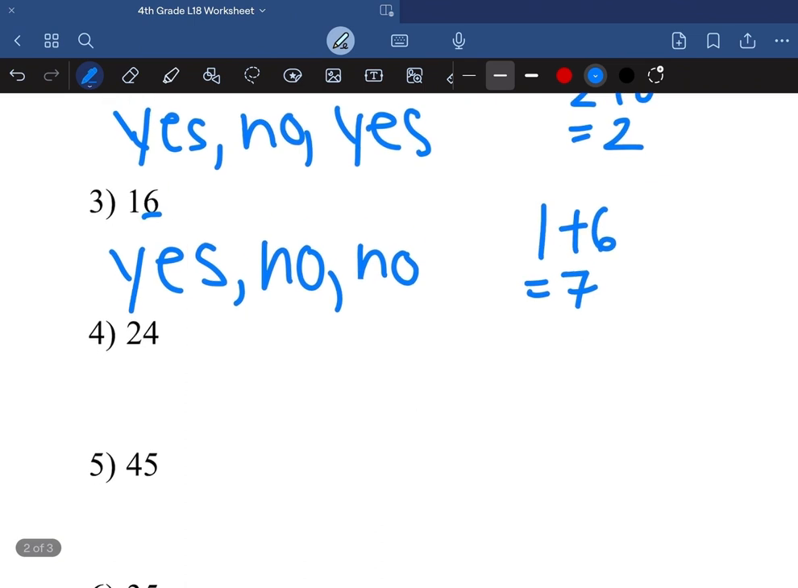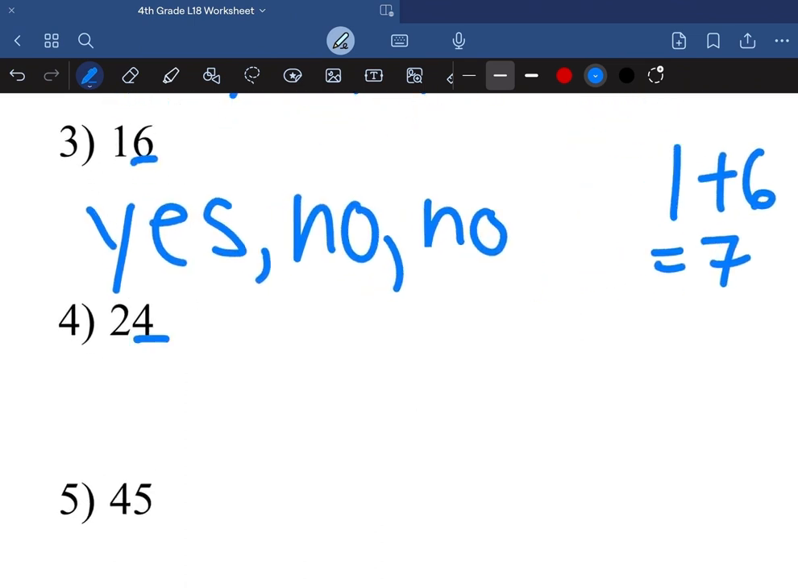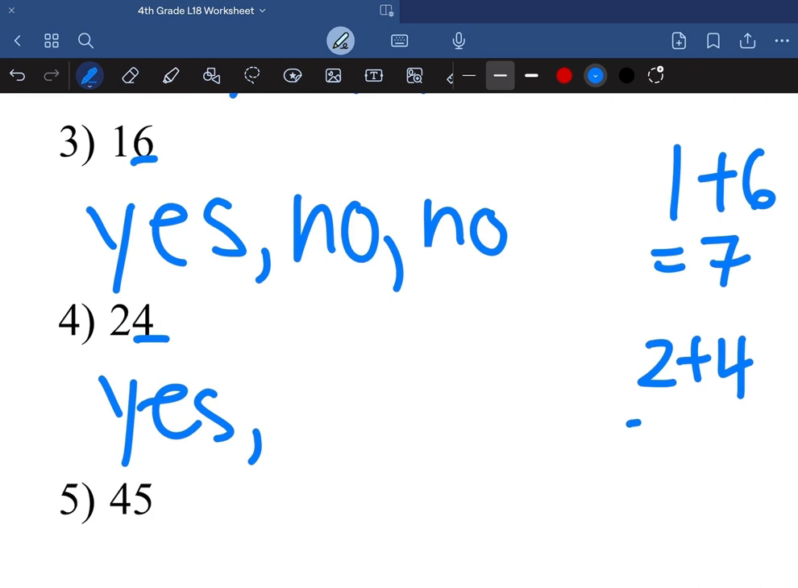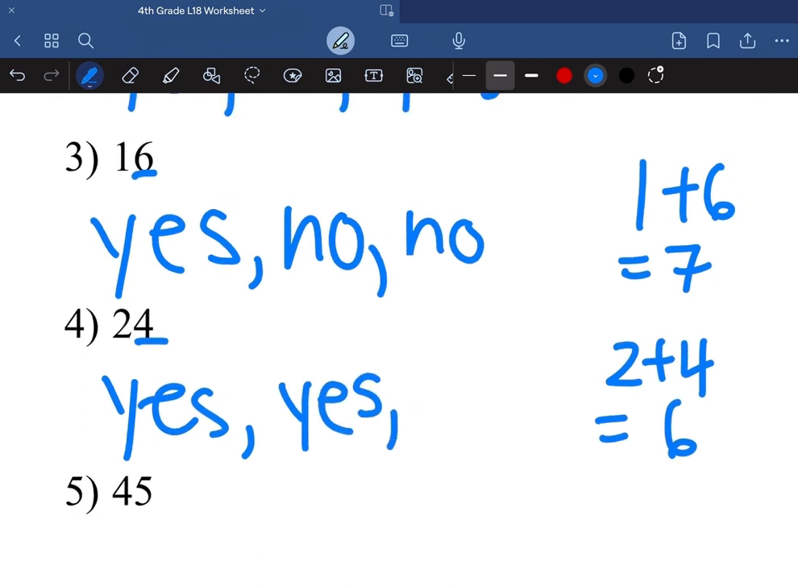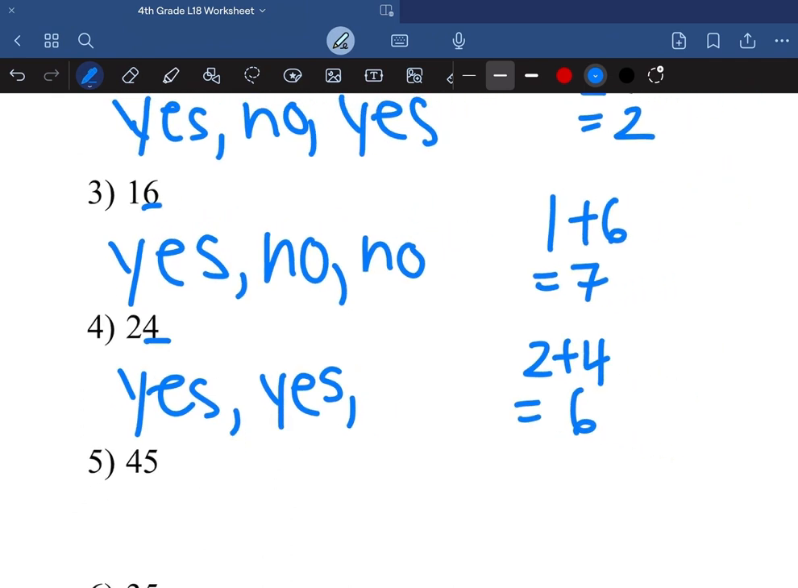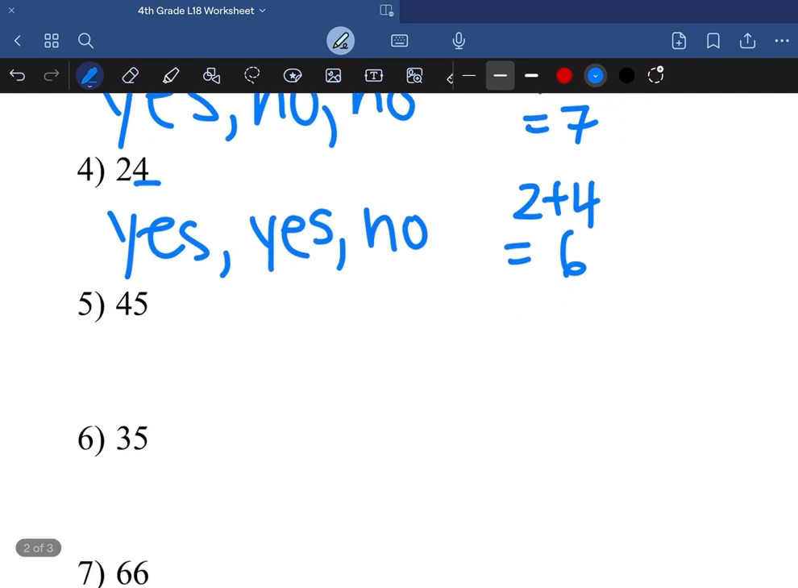Number 4, we have the number 24. The last digit is even, so it's divisible by 2. 2 plus 4 is equal to 6. 6 is divisible by 3. So yes, the number 24 is divisible by 3. The last digit is not a 5 or a 0, so it's not divisible by 5.